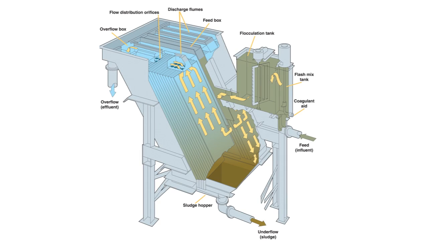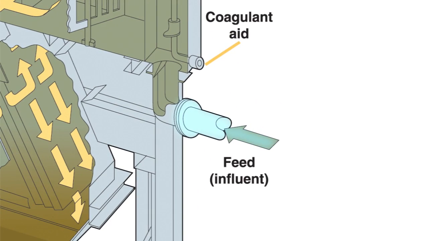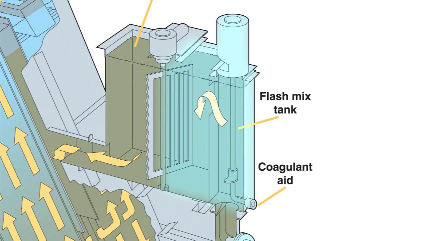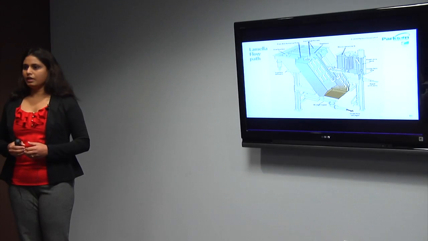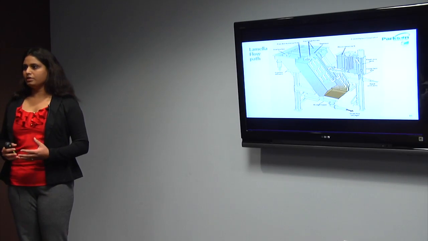Let's look at the Lamella flow path now. The water enters through the feed influent and enters the flash mix tank. This is where there will be a rapid mixer. You will be mixing the influent with any coagulants or coagulant aids for 30 seconds, and the water enters the flocculation tank. This is where you will have more retention time than a flash mix tank. You'll have a slow mixer.